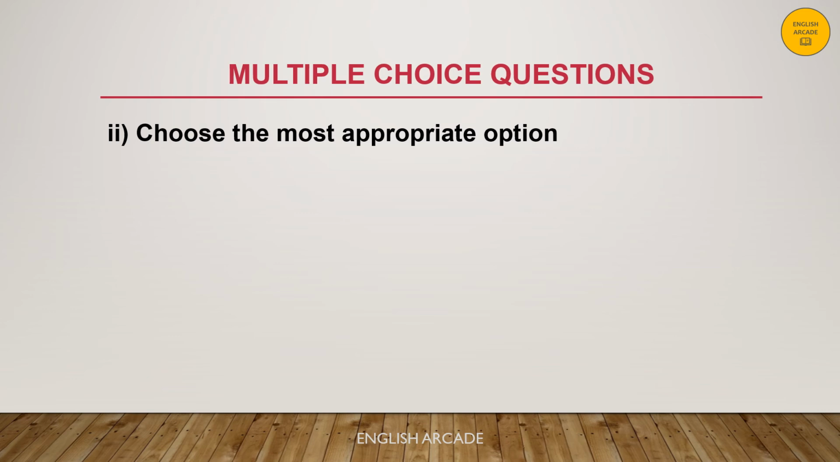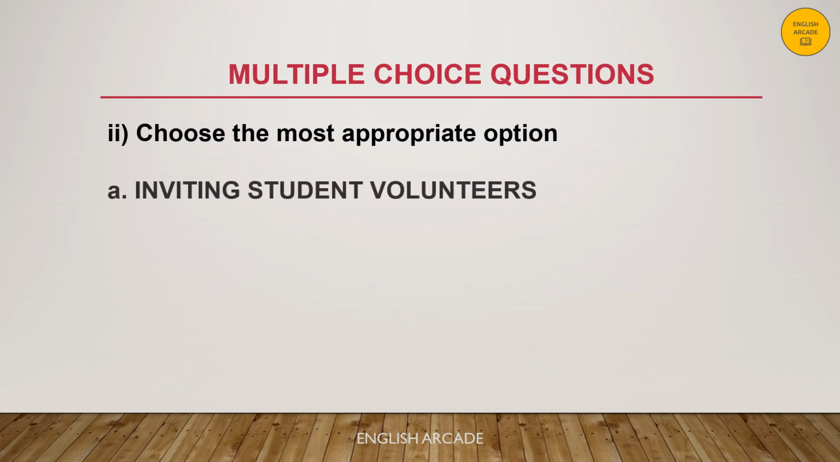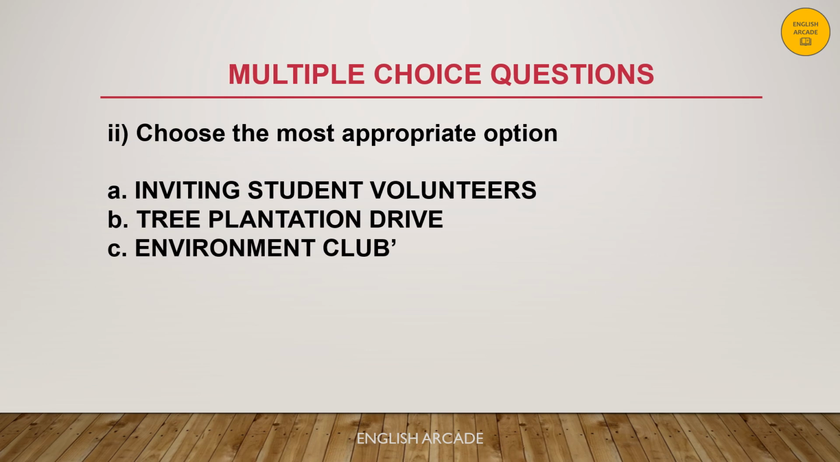And for the heading, the options are A, inviting student volunteers, B, tree plantation drive, C, environment club, or D, student volunteers. And the best answer here is B, tree plantation drive. As we all know, the heading or the title in the notice has to be very specific and has to be related to the question.